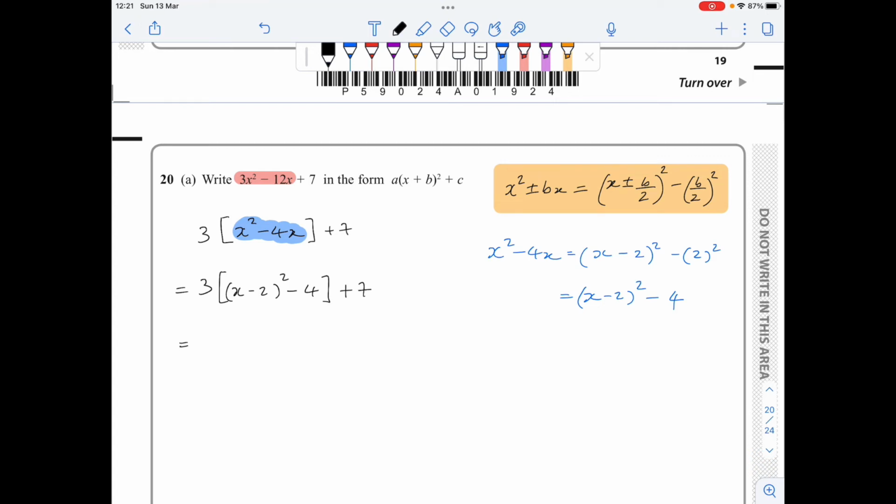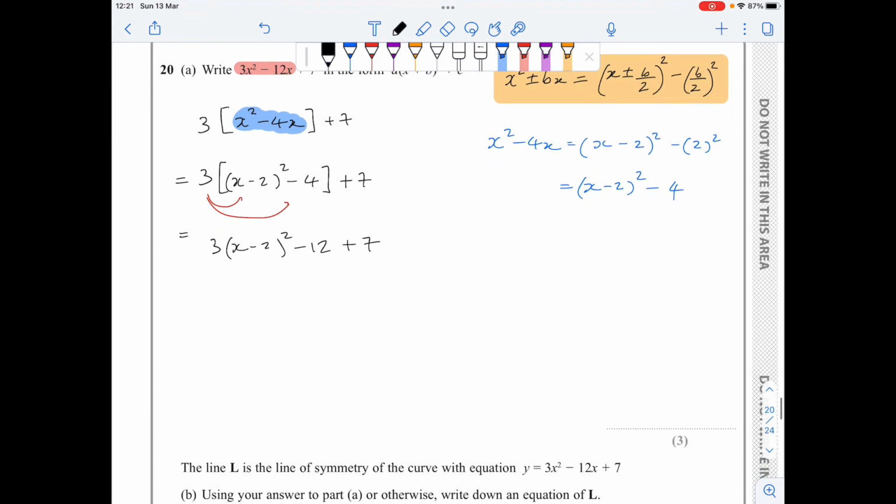Now I'm going to expand the square bracket, not the (x minus 2) bracket. So I will get 3(x minus 2) squared minus 12 plus 7. Hence, my final answer will be 3(x minus 2) squared, and minus 12 plus 7 gives me minus 5. And this is my final answer.